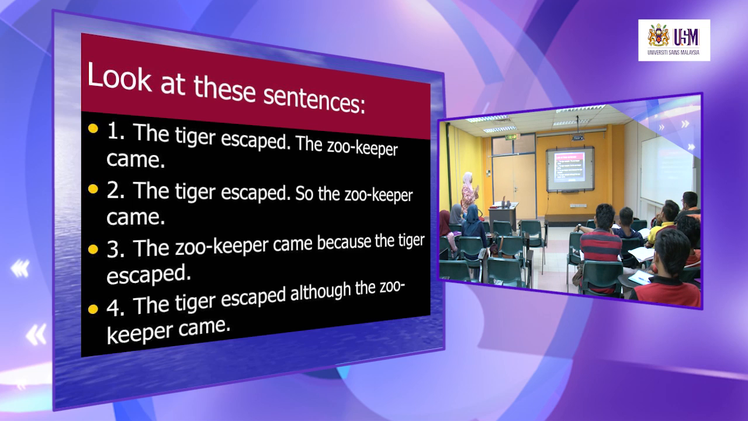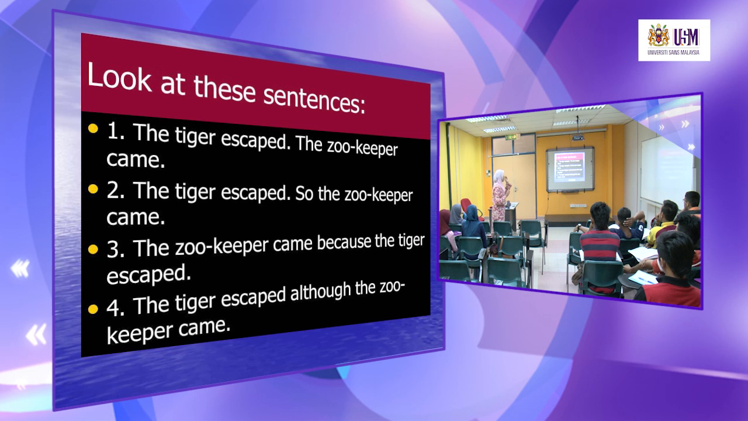Number four, the tiger escaped although the zookeeper came. What does it mean? Sentence four. Is the tiger afraid of the zookeeper? No. No. Although the zookeeper came, the tiger still escaped. Okay? So, can you see the power of transitional words or linkers? So, because, although. It will change the meaning of the sentences.